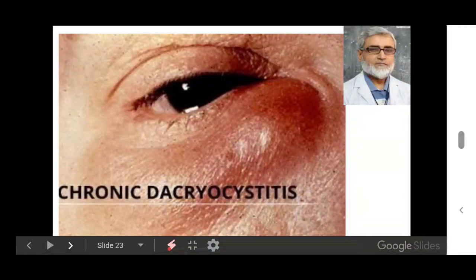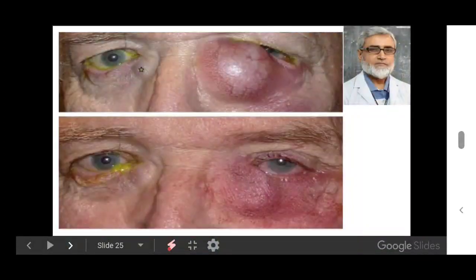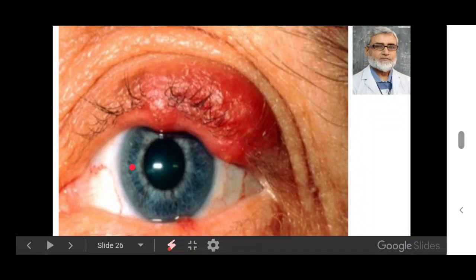You can see other different conditions. See here, it is a very good case of an infected sac, with a yellowish area and a red inflammatory peripheral area. In the next slide also you can see bulging and swelling. You can observe pus discharge here, yellowish pus discharge. It's blepharitis.